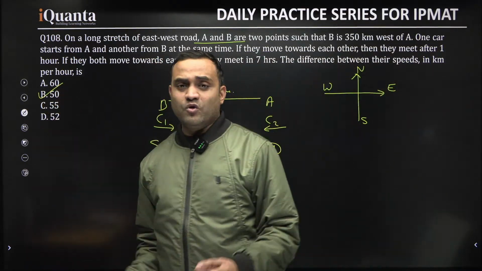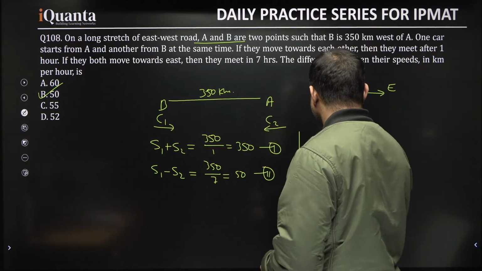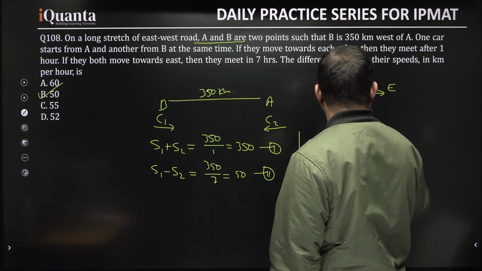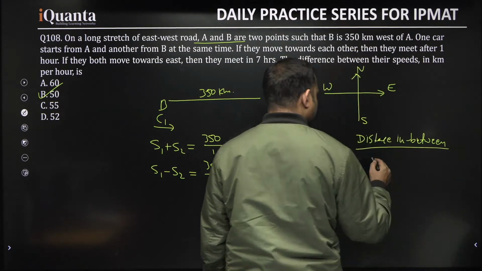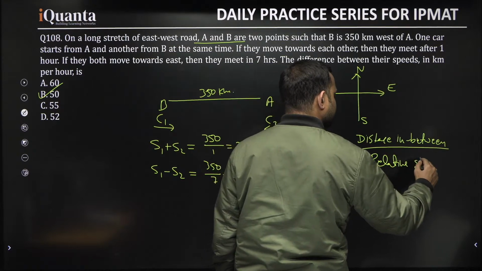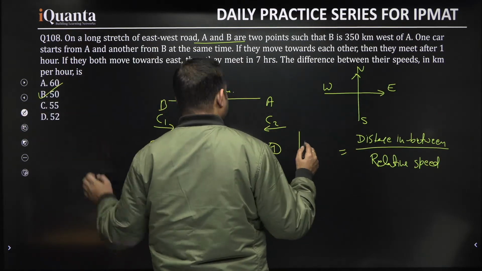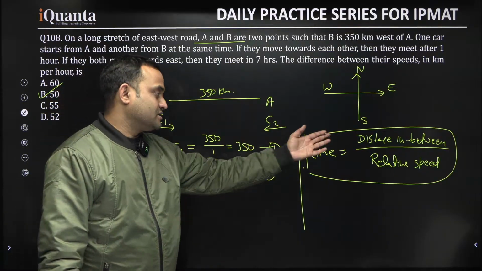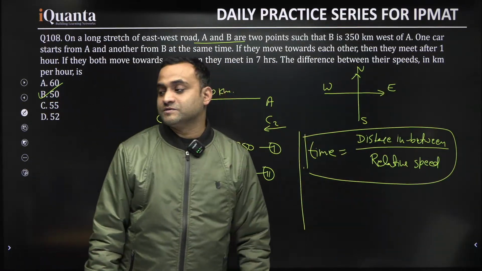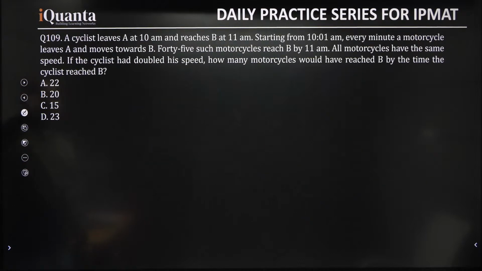When two objects are moving in the same direction, time is equal to distance in between divided by relative speed. This is the time taken by one object to overtake the other when both are moving in the same direction or in opposite directions. So distance is 350, relative speed will be the difference. We do not need to find their speeds, you can directly write down 50 using this. Chalo, let us try the next one then.